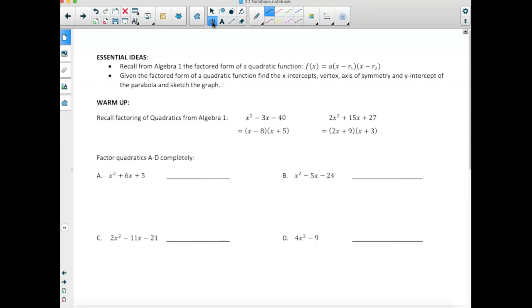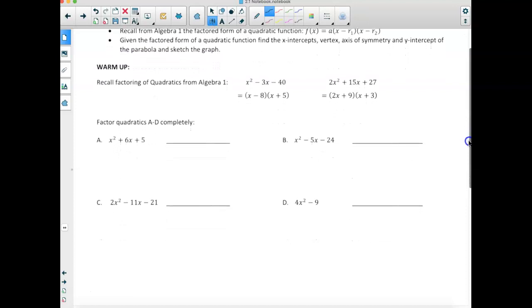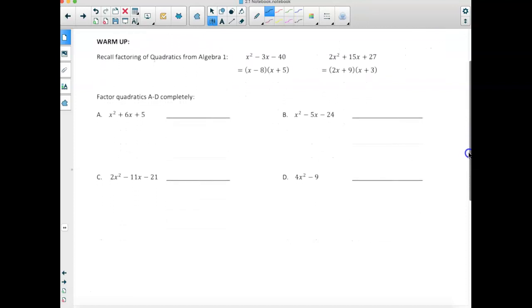So warm-ups here, we're going to be working on factoring. The big key thing for today is going to be factoring. We will graph some today, but we're going to graph even more tomorrow.